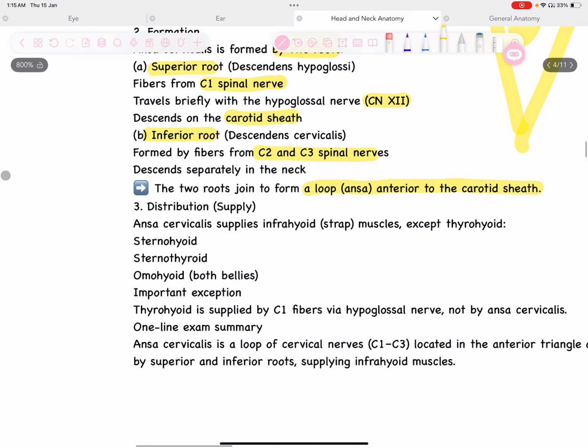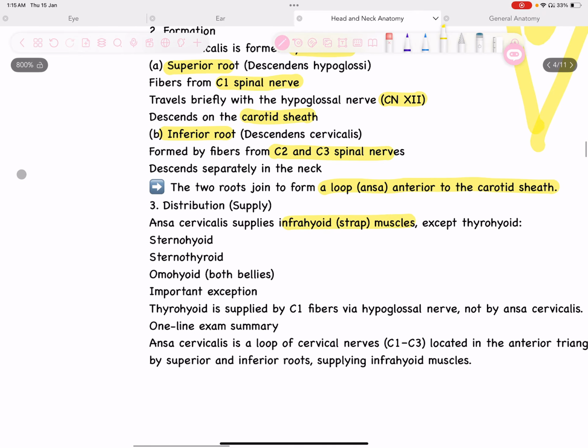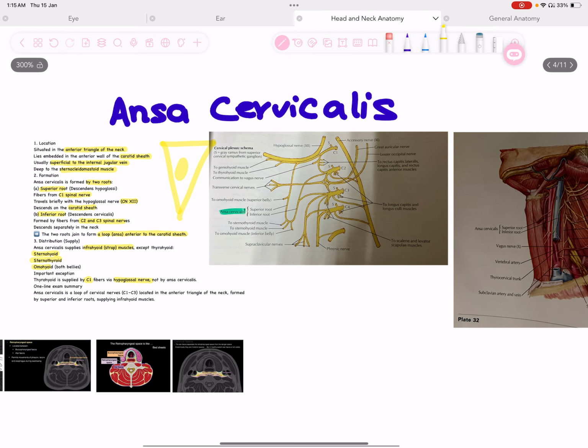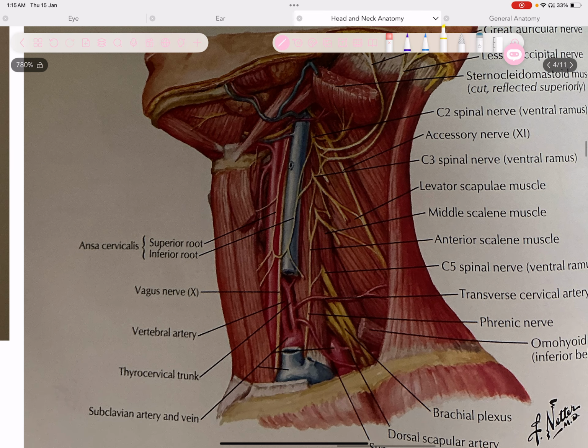It supplies the infrahyoid strap muscles except the thyrohyoid: sternohyoid, sternothyroid, omohyoid. The thyrohyoid is supplied by C1 fibers via the hypoglossal nerve, not by the ansa cervicalis. So this is about it. I hope you can see here as well. This is the ansa cervicalis, superior root and inferior root, right? So superior and inferior.